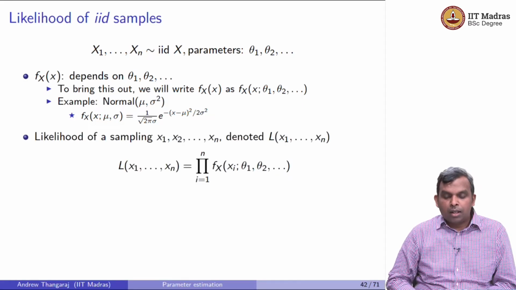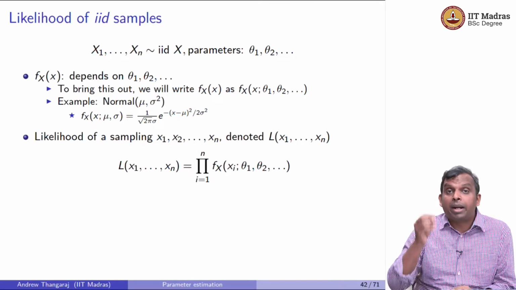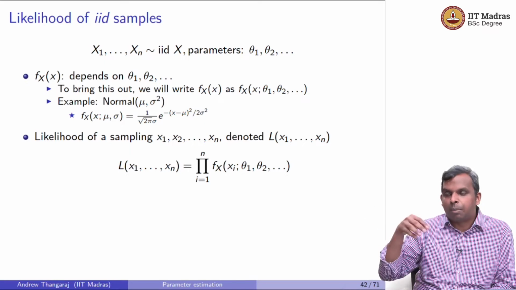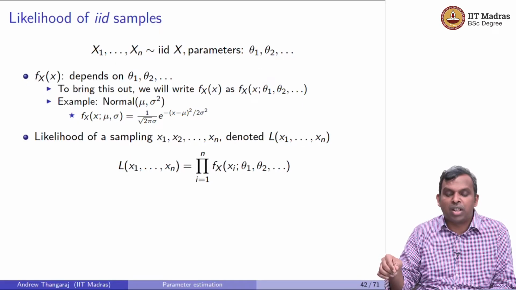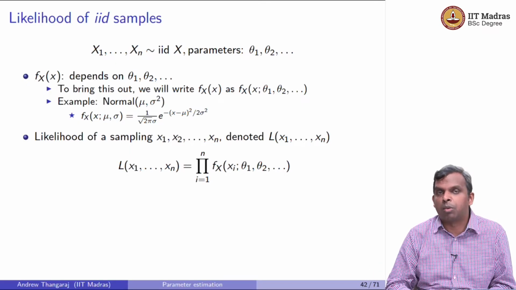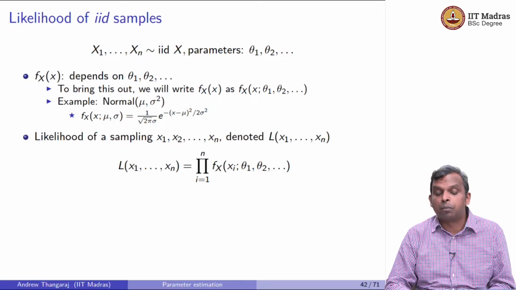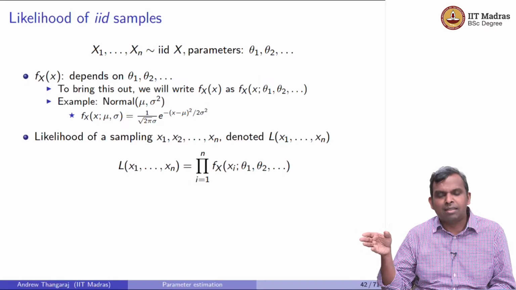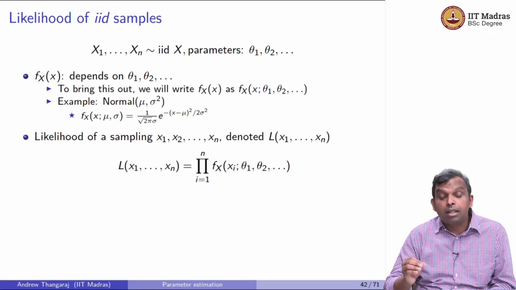Okay. So, once you do that, you can write down something called the likelihood of a particular sampling instance. So, your samples are usually random variables. In a particular instance, those random variables take some actual values. What are those actual values? I will denote them small x1, small x2 till small xn. The likelihood of that actual sampling I will denote it capital L, okay, L of x1 to xn. So, sometimes the arguments will be dropped. I will just say capital L. It is simply the product of the distribution function.